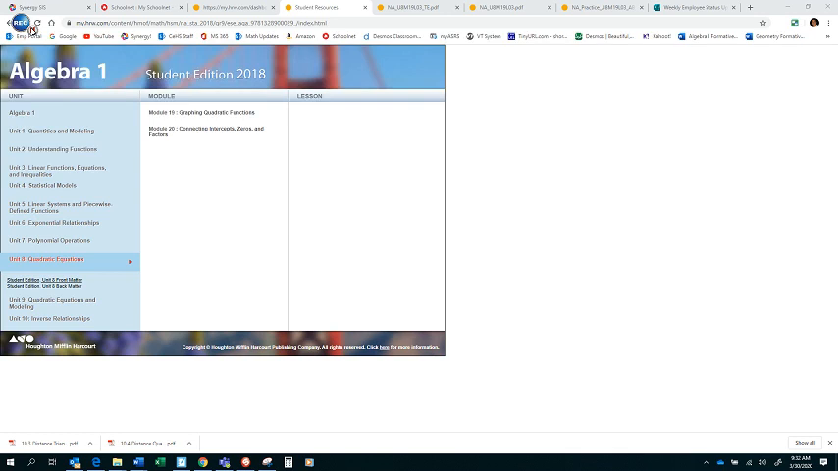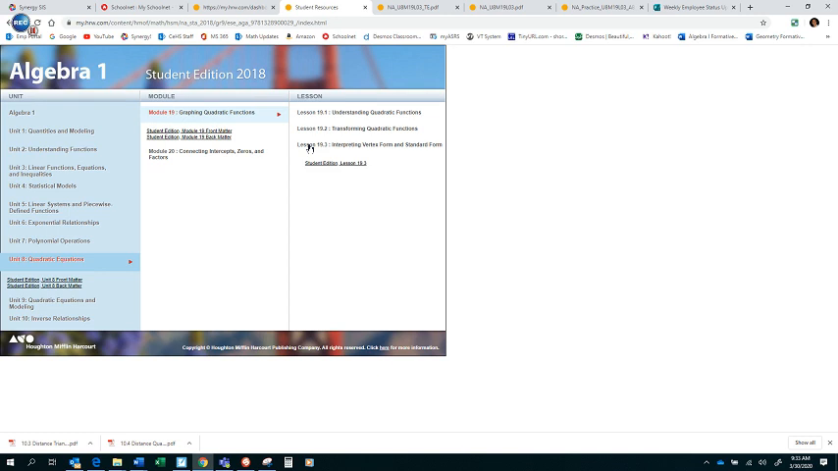When you open up your student edition, this lesson is located under Unit 8, Quadratic Functions, Module 19, Graphing Quadratic Functions, Lesson 19.3, Interpreting Vertex Form and Standard Form.